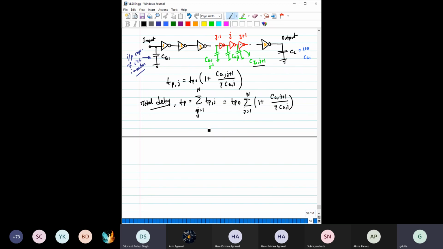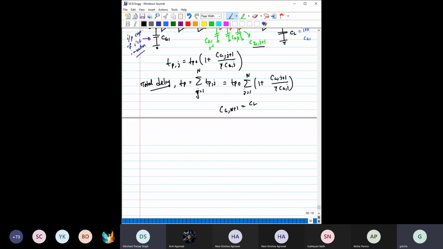Okay, just let me ask you one question. Please tell me the value of this CGN plus 1. Yeah, what would be the value of this? 100 CG1. 100 CG1 or basically CL, right? So in general, it's basically CL, because it's the last stage, CL, right? Okay.